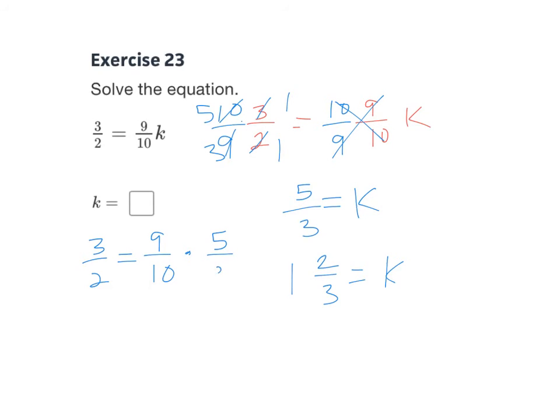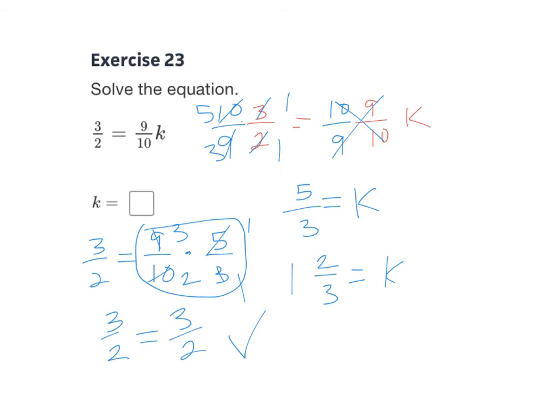If you were going to check it, you'd have 3 halves is equal to 9 tenths times 5 thirds. Alright, so if I focus on this part, we're going to cross cancel. I got 3 goes into 3 once, 3 goes into 9 3 times, 5 goes into 5 once, 5 goes into 10 twice. If I multiply straight across, I get 3 halves is equal to 3 halves. There is my check.